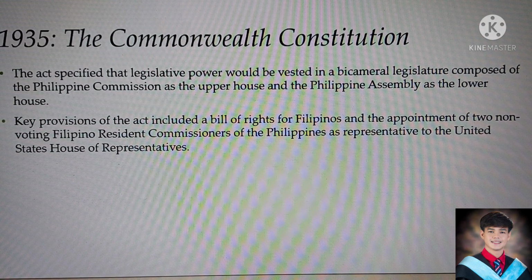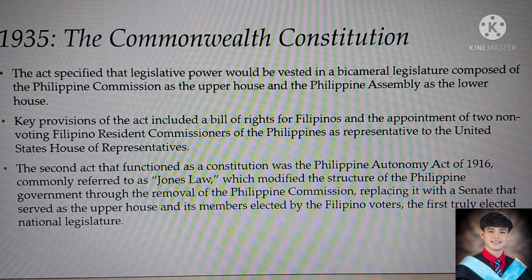Key provisions of the Act included a Bill of Rights for Filipinos and appointment of 2 non-voting Filipino resident commissioners of the Philippines as representatives to the United States House of Representatives. So, dito sa Philippine Organic Act na to, nagkaroon ng Bill of Rights for Filipinos, sa karapatan ng mga Pilipino. Tapos, mag-appoint sila ng 2 non-voting Filipino resident commissioners of the Philippines. Tapos, nagre-represent ito sa Estados Unidos, dun sa House of Representatives sa Estados Unidos.